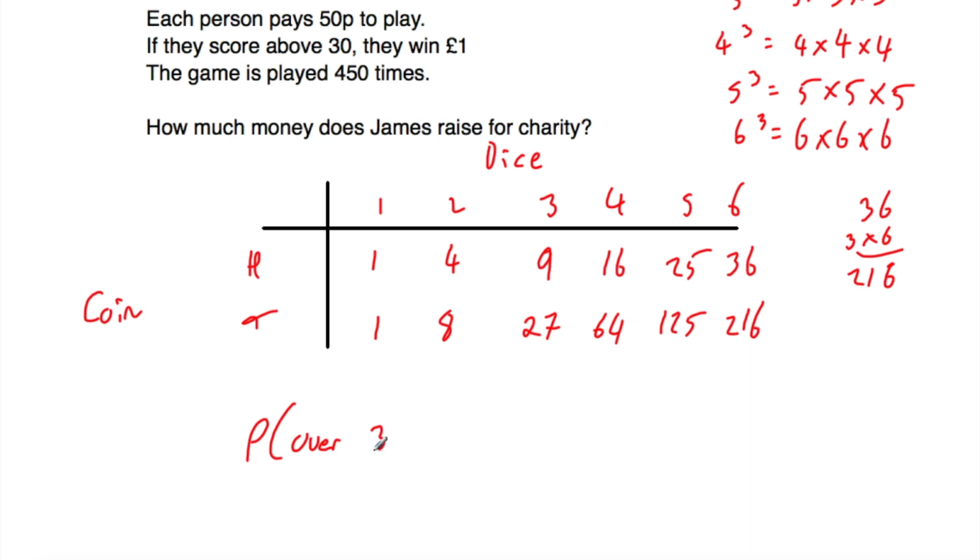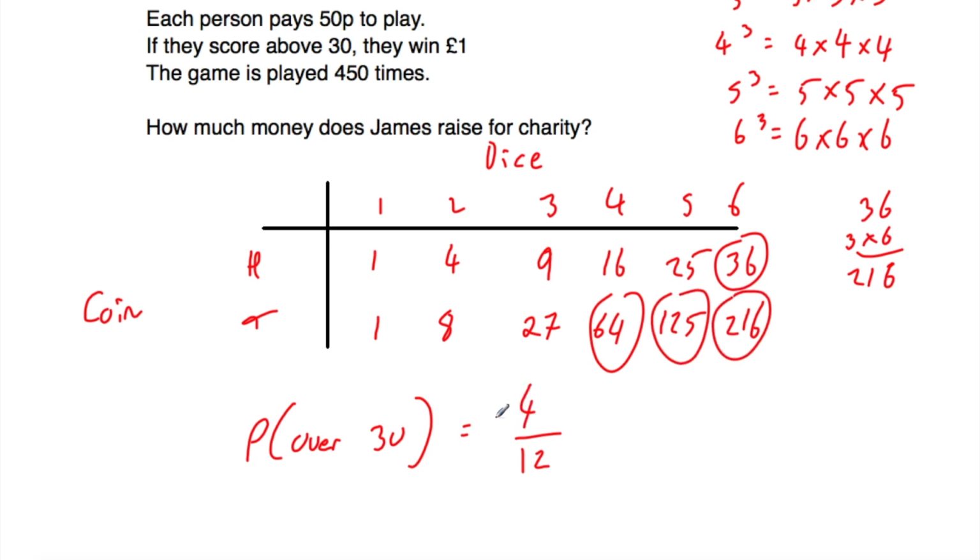So over 30. So in the table, there's 1, 2, 3, 4, 5, 6, 7, 8, 9, 10, 11, 12 outcomes. So 12 is on the denominator. And over 30, that's 1, 2, 3, 4 of them. So the probability of getting over 30 will be 4 out of 12, and that can cancel down. Both of those numbers are divisible by 4, so that's going to be 1/3. So the probability that someone gets over 30 is 1/3. So in other words, if the game's played 3 times, one person should win.